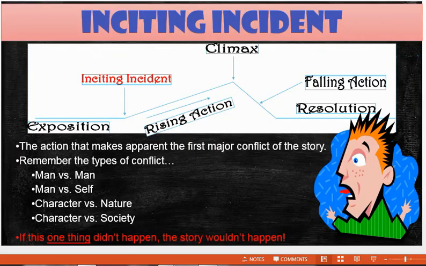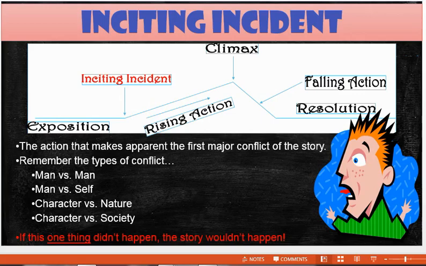Say the words inciting incident. These are kind of tough vocabulary, but an inciting incident, which many of you may know, is the action that makes apparent the first major conflict in the story. So it's something that causes something to happen. It incites. The word incite means to cause something to happen. It's the incident that causes something to happen.